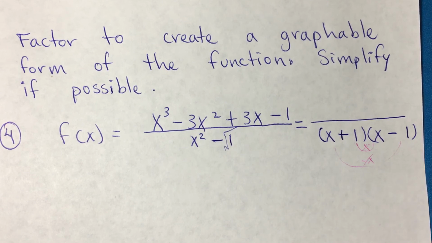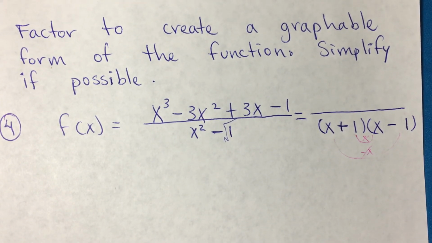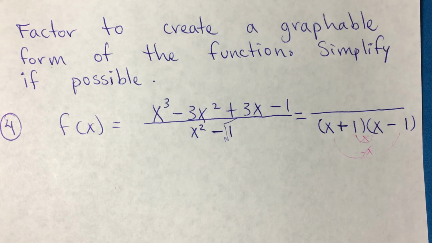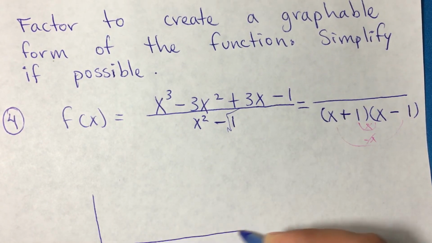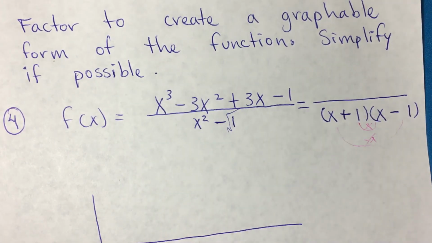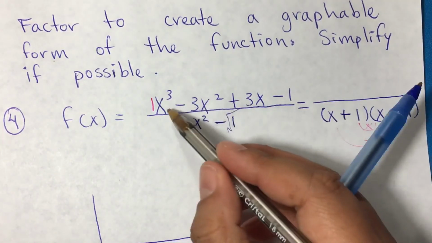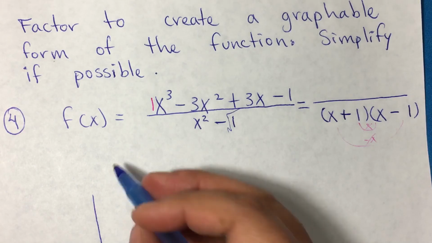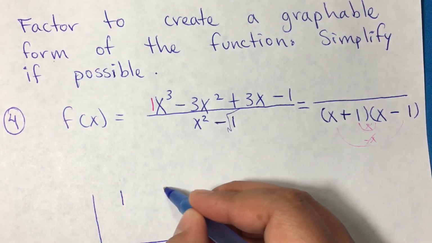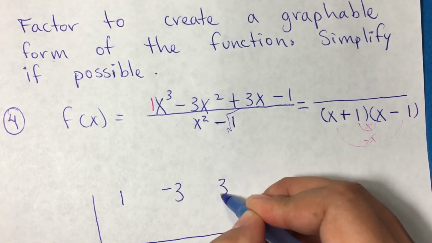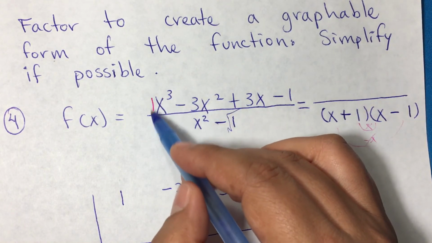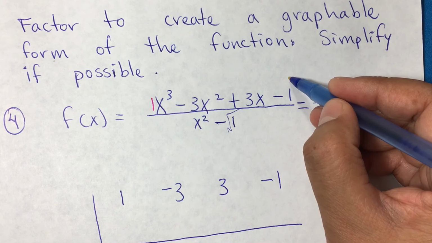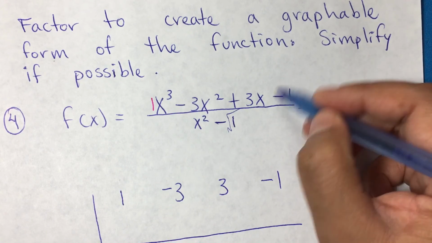For the next one, you can try grouping, but also you can just try what we've been practicing with, which is synthetic division. And so for synthetic division, remember that we get the coefficient and constant and put it in here. So 1, negative 3, positive 3, negative 1. And because the leading coefficient is 1, then we get the factors of the constant only.